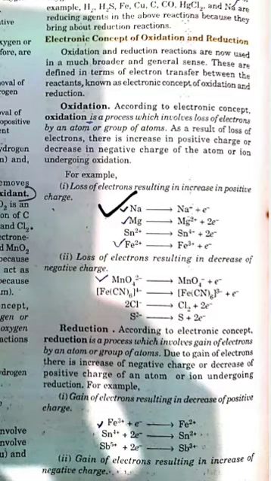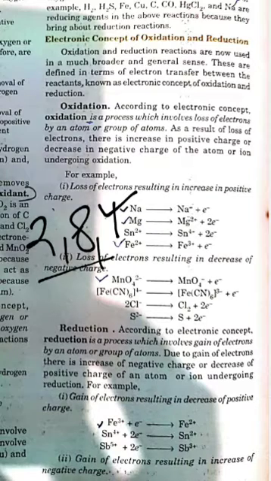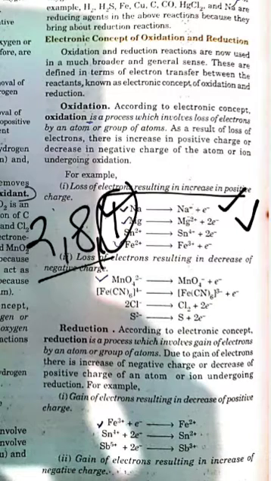Sodium, its electronic configuration is 2, 8, 1. It has one electron in its last shell, which if removed it will become stable. So it will lose its one electron, as you can see here. And since it is losing its electrons, it is undergoing oxidation. Same goes for magnesium. Magnesium has to lose two electrons, so it will lose two electrons and undergo oxidation. So these are some examples.